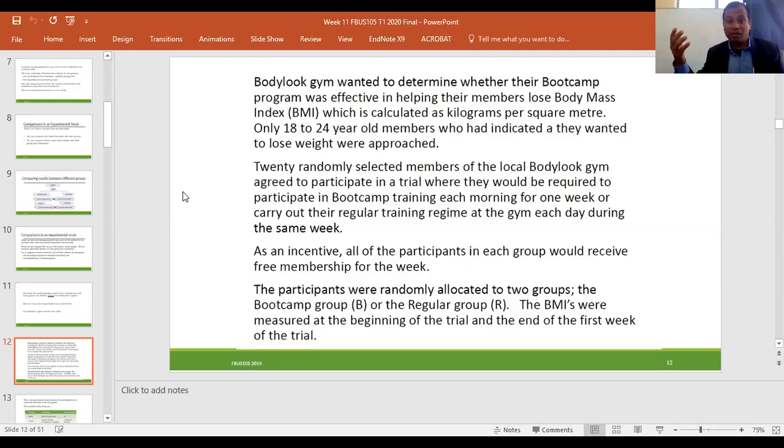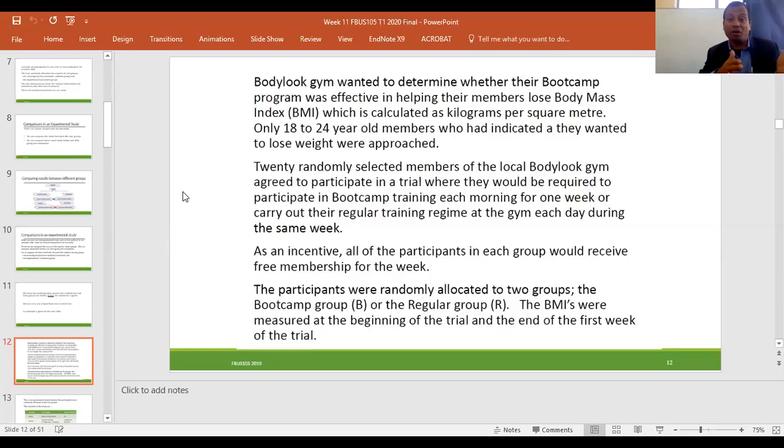So 20 randomly selected members of the gym agreed to participate in a trial. They would be required to participate in this training each morning for a week. The participants were randomly allocated to two groups. So 20 random samples, 10 and 10. The 20 participants who showed interest were divided into two different groups: one is the boot camp group and the second one is the regular group.